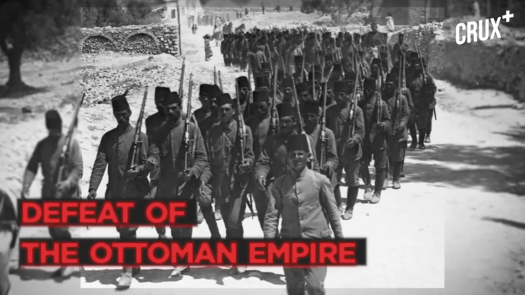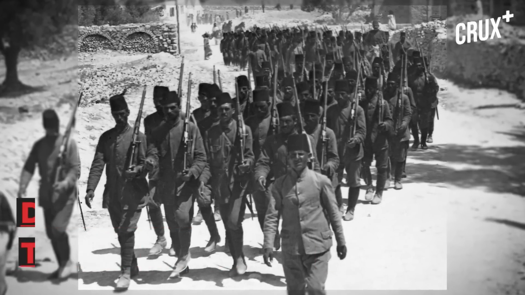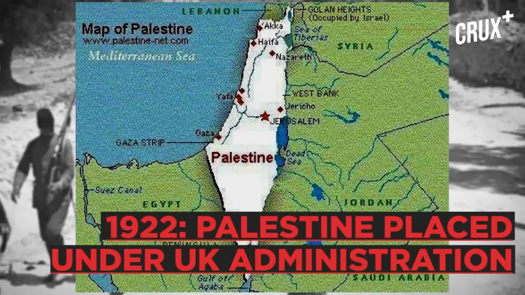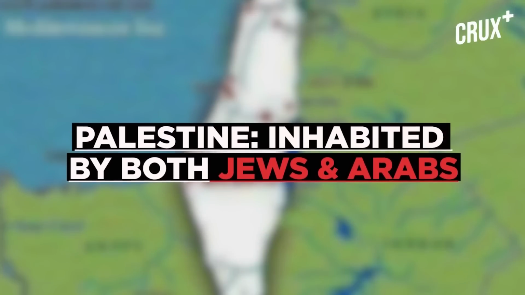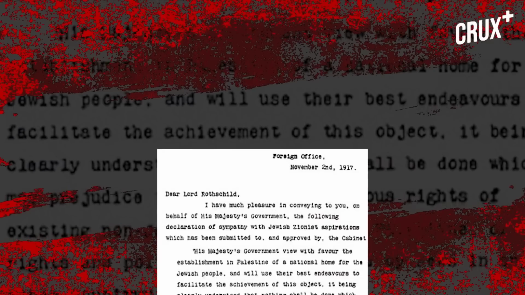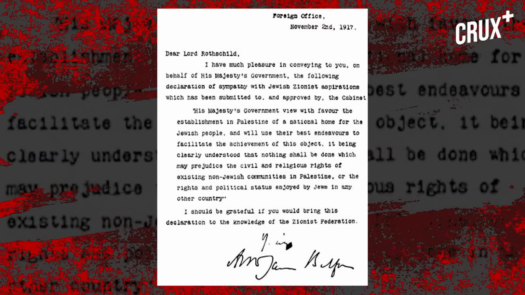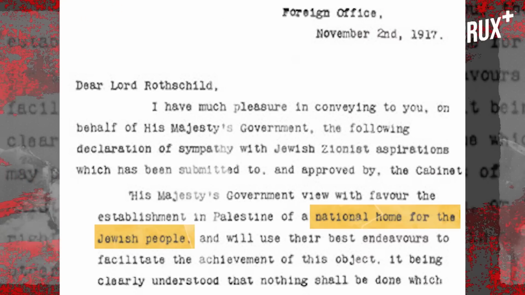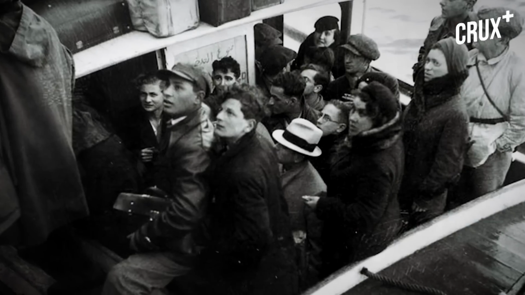After the defeat of the Ottoman Empire in the First World War, Palestine was placed under the UK administration by the League of Nations in 1922. The land was inhabited by a Jewish minority and an Arab majority. Tension between the two groups grew after the international community gave Britain the task of establishing a national home in Palestine for Jewish people. What happened was this.